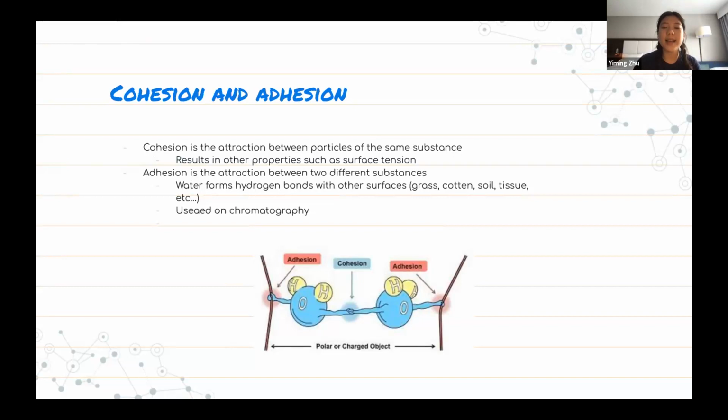Cohesion is the attraction between particles of the same substance. I know I'm using water as an example for a lot of these, but these are properties of water. Cohesion is the attraction between particles of the same substance, and it results in other properties such as surface tension. Over here you have this little cartoon, where you can see that the water molecules are attracted to themselves.